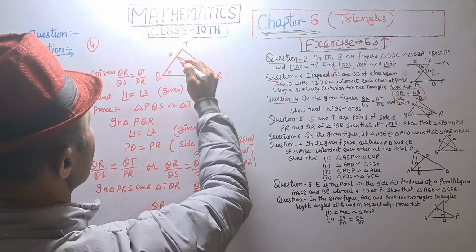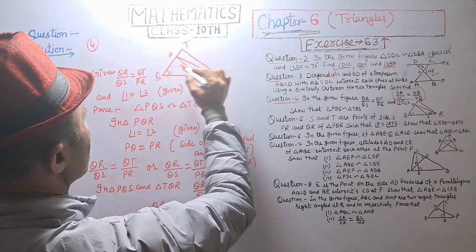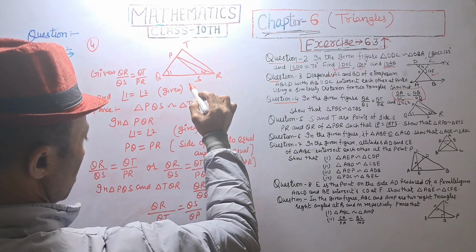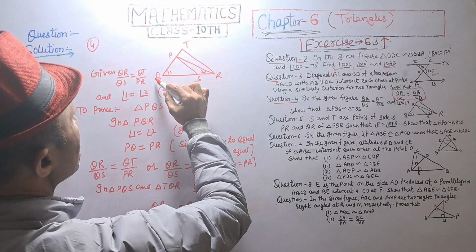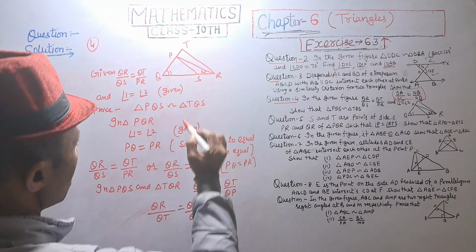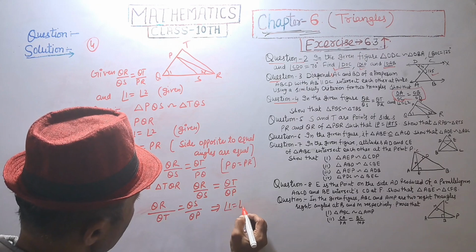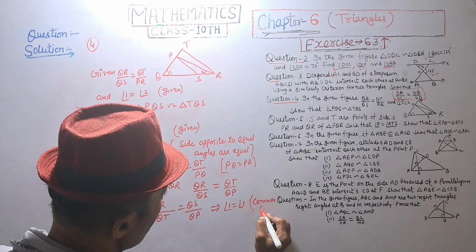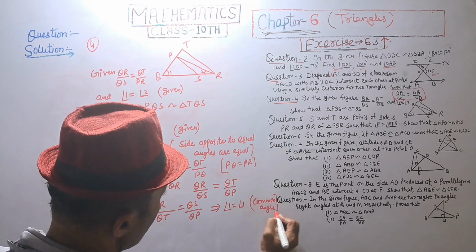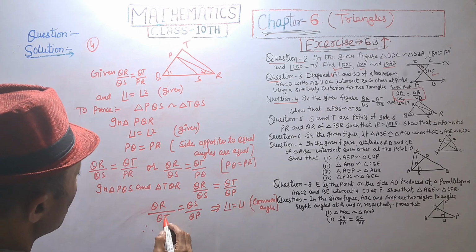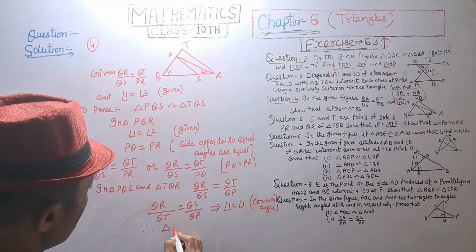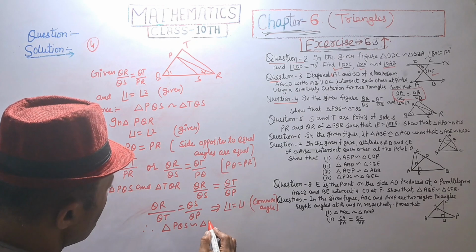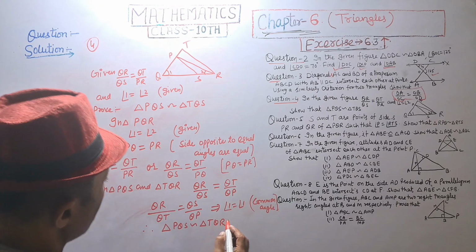This implies QR upon QT is equal to QS upon QP. That is, angle 1 is equal to angle 1, the common angle. So triangle PQS is similar to triangle TQR, hence proved.